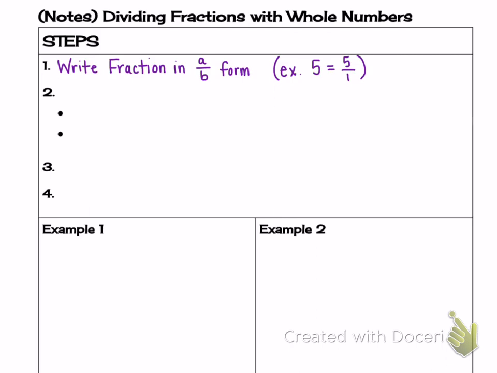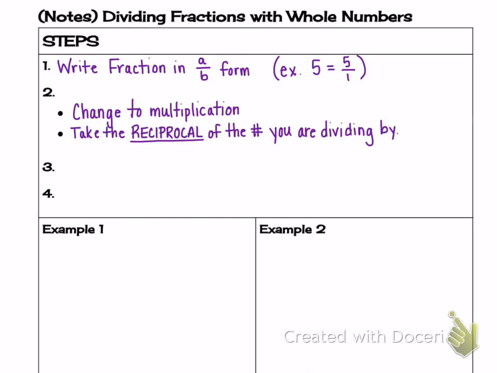The second step has two parts to it, because we're going to change our division problem to a multiplication problem. We do that by doing two things. The first thing you're going to do is change it to multiplication. And after you change it to multiplication, you are going to take the reciprocal of the number you're dividing by. So you need to remember, if you're dividing by a whole number, like 5, you originally write it as 5 over 1, and then the reciprocal would be 1 over 5.